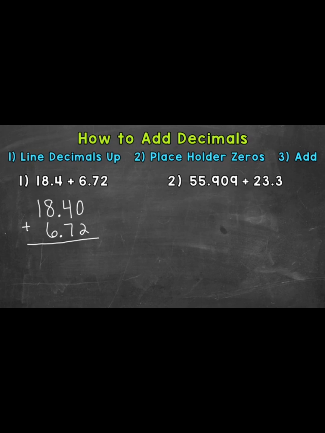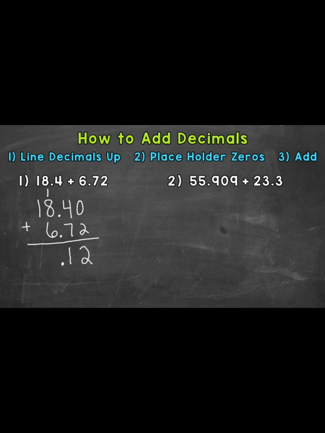Once we have that, we add. Start with the hundredths place. So 0 plus 2 is 2. Then we move to the tenths place. 4 plus 7 is 11. So put our 1 and regroup or carry there. Now bring our decimal straight down. It's lined up throughout the entire problem.